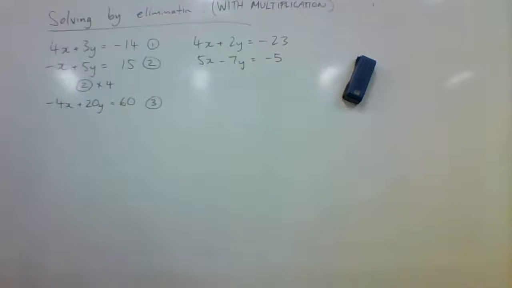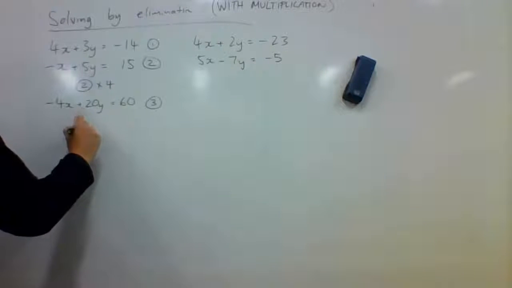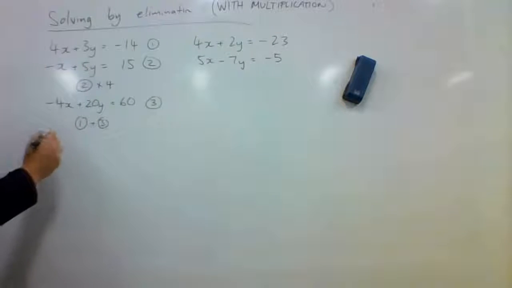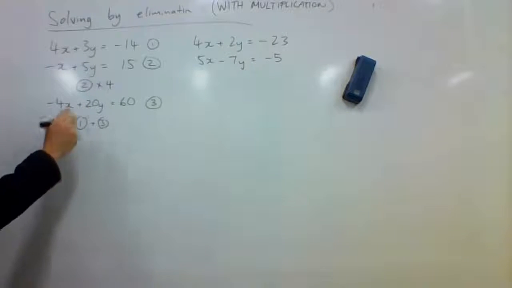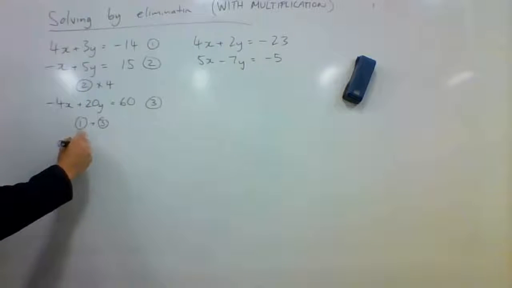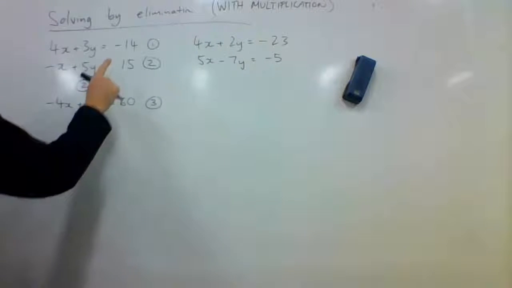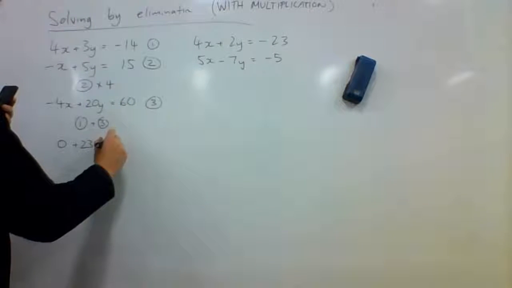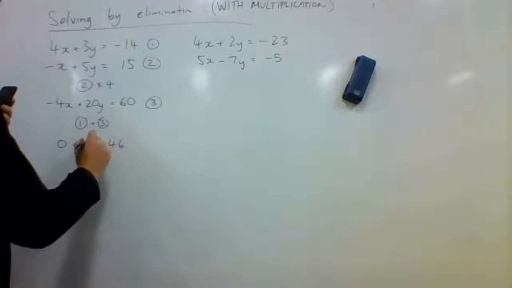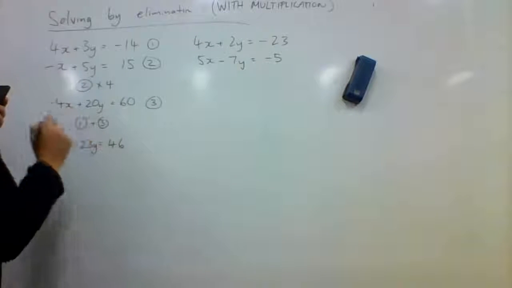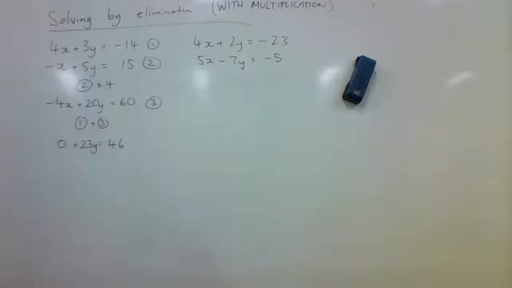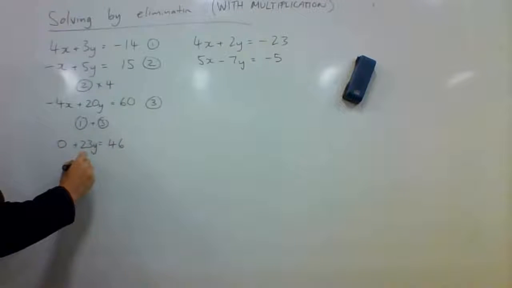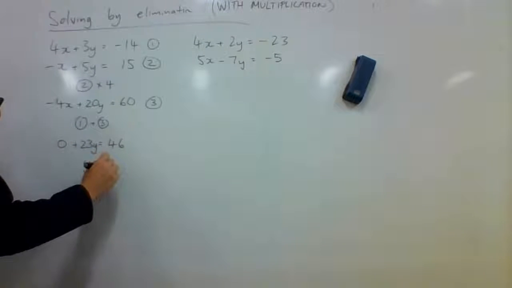Now you can see that if I get equation 1, and if I add that to equation 3, I should get rid of the x's. There'll be 0 x's. 20 plus 3 is 23. And negative 14 plus 60 equals 46. Oops, 23y. So this looks like it's pretty straightforward because I know that 2 lots of 23 is 46. So y must equal 2.